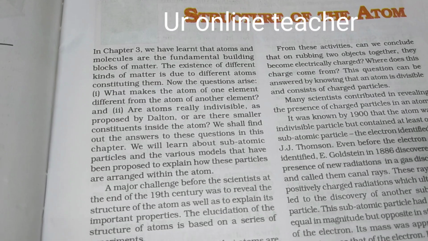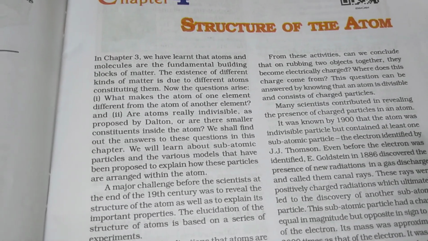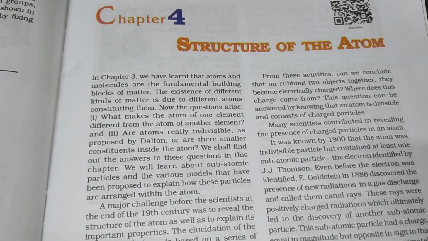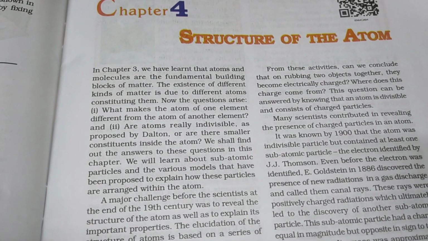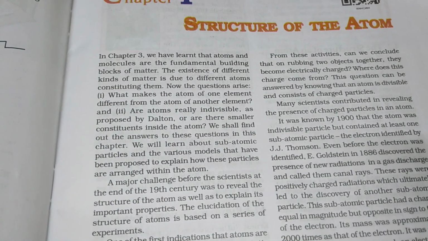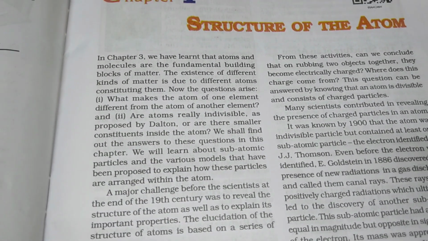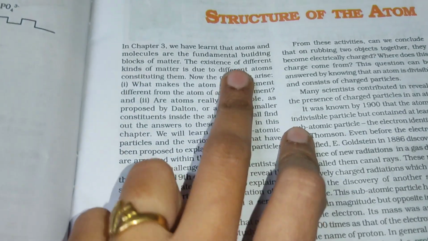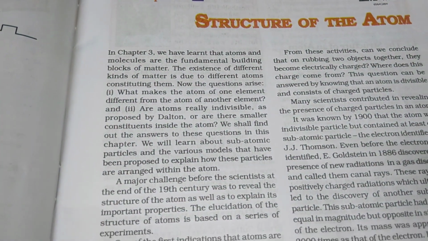Atoms are very small particles, the building blocks of matter, which cannot exist independently, and matter is composed of all the atoms grouped together. These are called molecules and they can exist independently. This is how we defined them in the last chapter. Now we'll learn that atoms and molecules are the fundamental building blocks of matter.